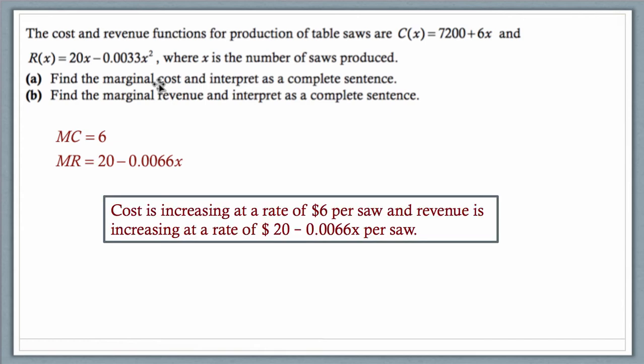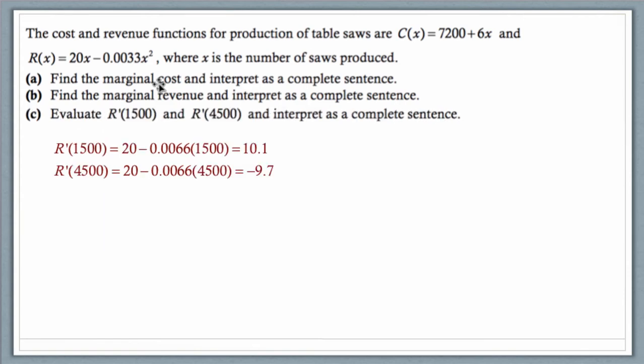So what does this mean? Well, the cost is increasing at a rate of $6 per saw, and the revenue is increasing at a rate of 20 minus 0.0066x per saw. It may look weird at first to see the marginal revenue as a function, but once we start entering values into it, it'll be a little bit easier to interpret. So let's look at evaluating R prime of 1500 and R prime of 4500.